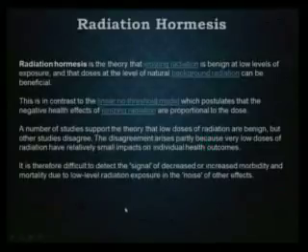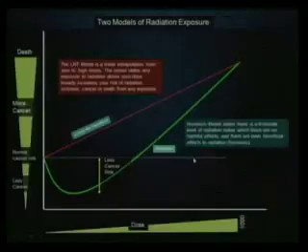Again, radiation hormesis. So what is radiation hormesis? It's a theory that ionizing radiation is benign at low levels. Exposure and doses at the level of natural background radiation can be beneficial, and it also explains why there are individual variations in a lot of things. A number of studies support this theory that low doses of radiation are benign.